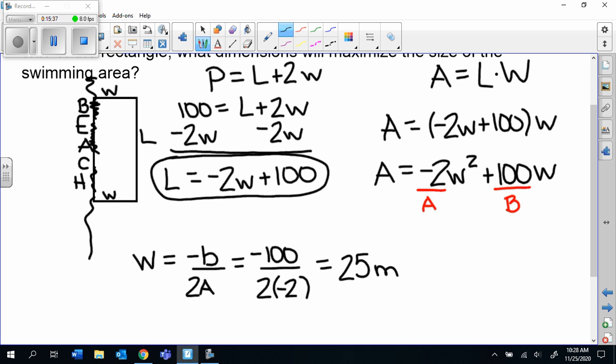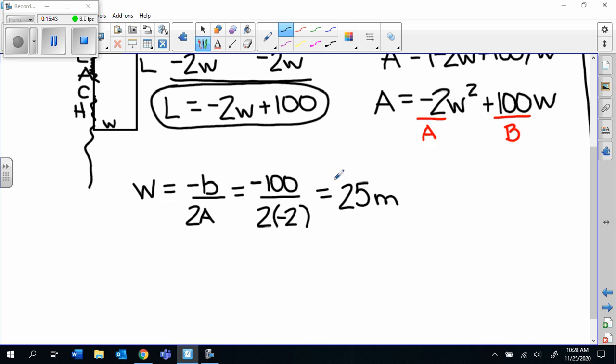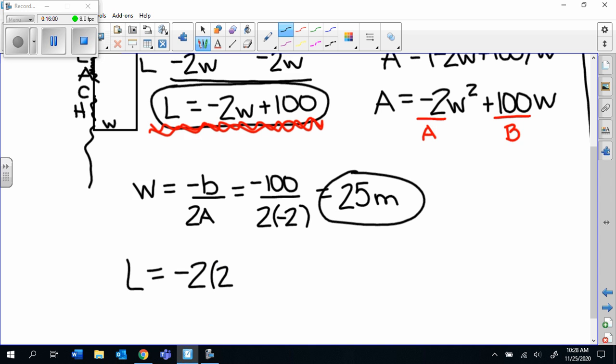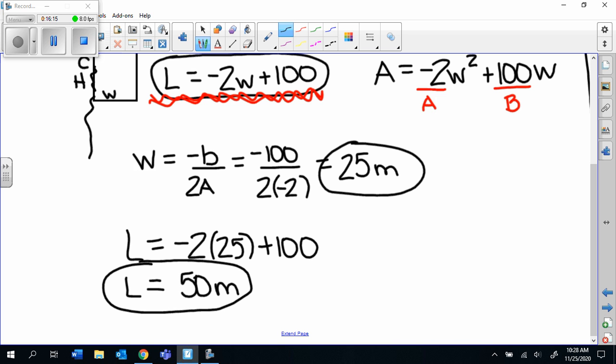And I believe this is in meters. Yep. Okay, so once I figure out what the W is, that's why I circled this length so it would stand out for you right here. This is where I would plug in for the W. And so the length is equal to negative 2 times 25 plus 100. So negative 2 times 25 is negative 50 plus 100. The length would be 50 meters. So the width is 25, the length is 50.